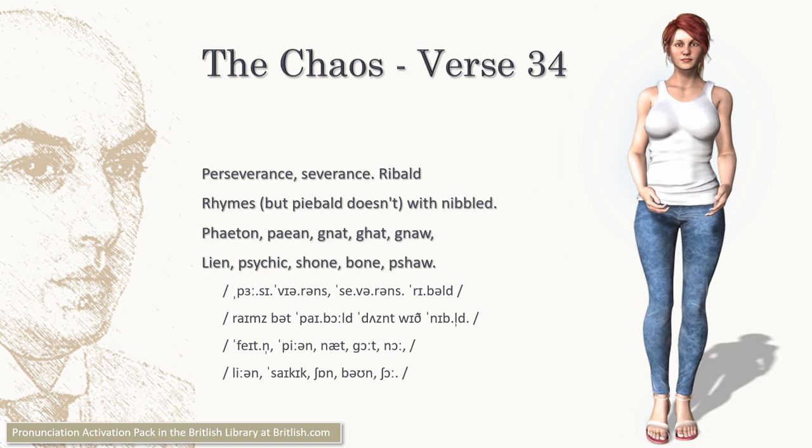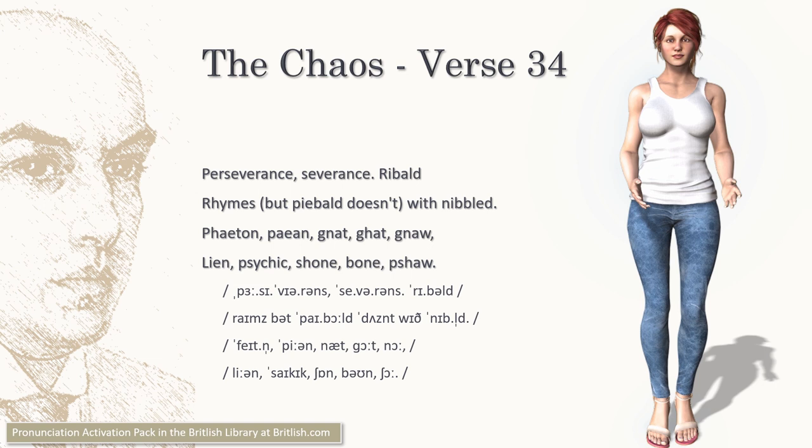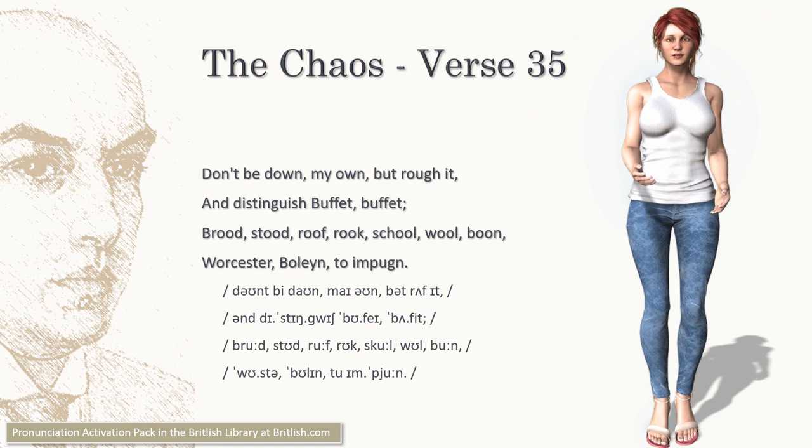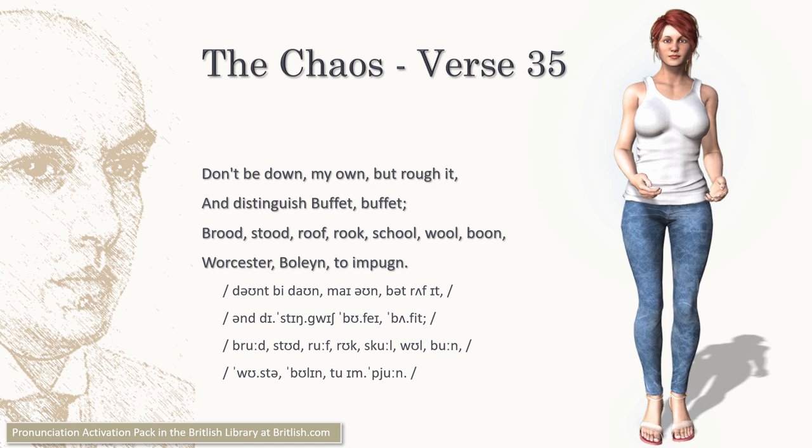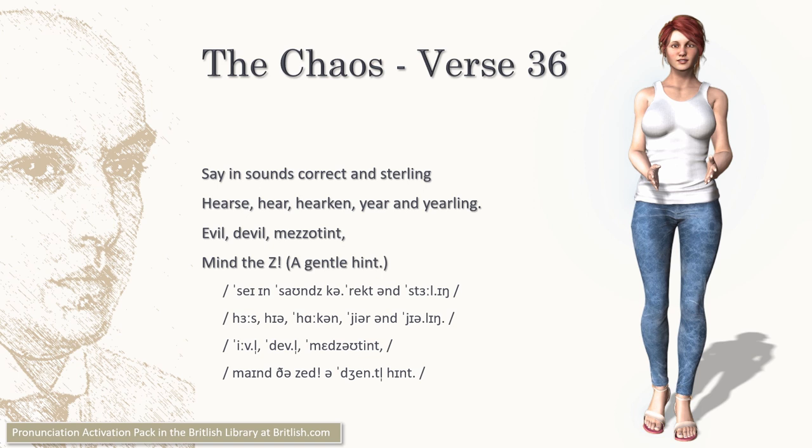Ribald rhymes, but piebald doesn't, with nibbled. Phaeton, paean, gnat, gort, gnaw, lion, psychic, shone, bone, shore. Don't be down, my own, but rough it, and distinguish buffet, buffet, brood, stood, roof, rook, school, wool, boon, Worcester, bullin, to impugn. Say and sounds correct and sterling, hearse, hear, hearken, year and yearling.